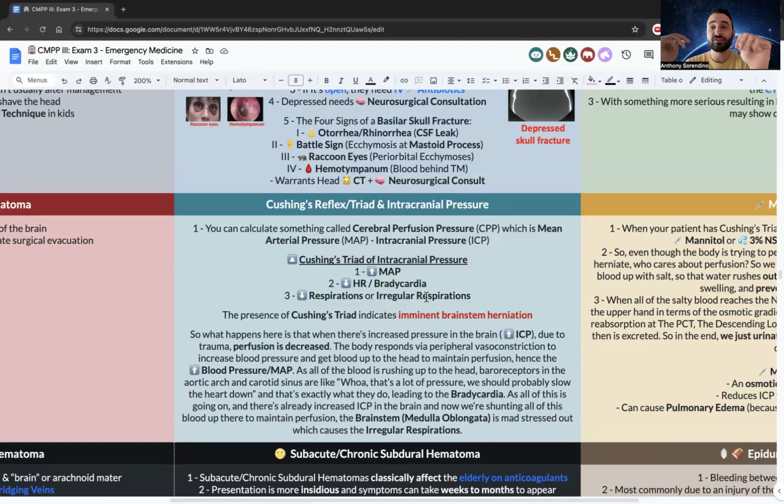So you start breathing slower. So the triad here is going to be an increased blood pressure, specifically the MAP, a decrease in heart rate, because again, those baroreceptors sent those messages to the heart and said, you need to slow down. So that's probably vagal stimulation. And then you get those irregular respirations. So I thought that was pretty cool.